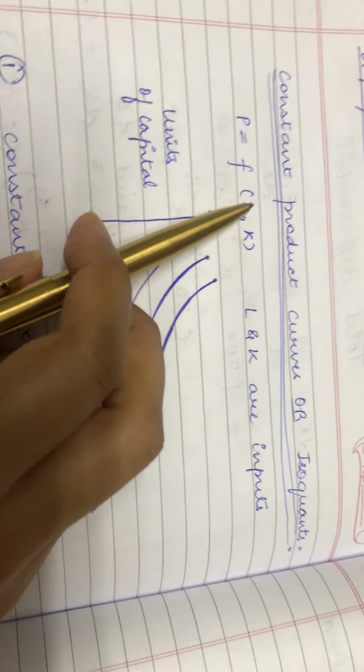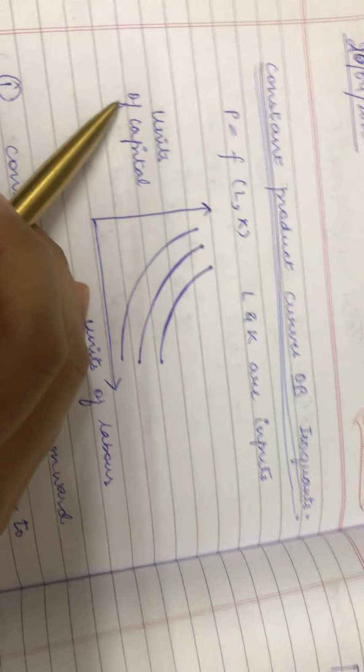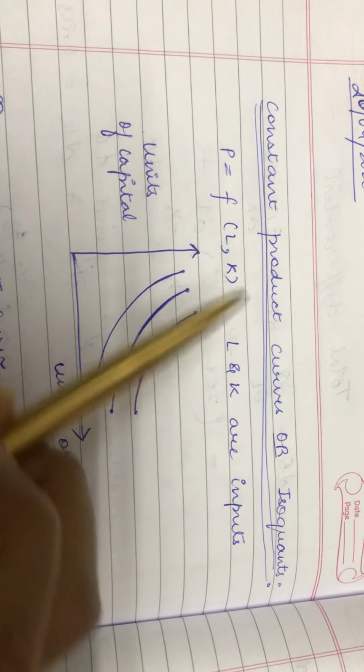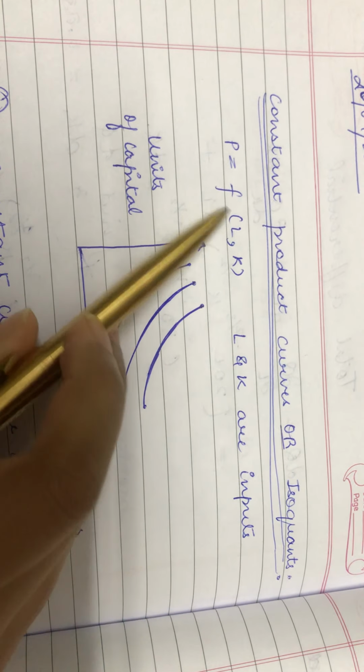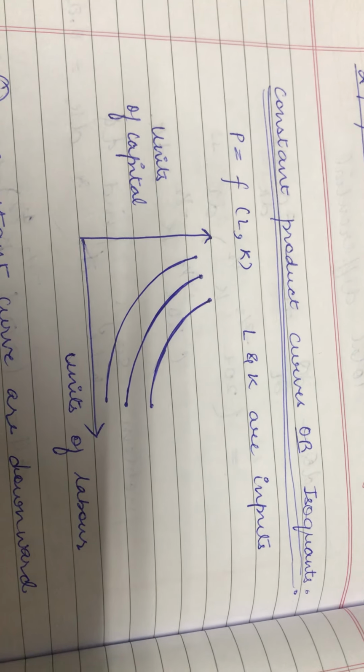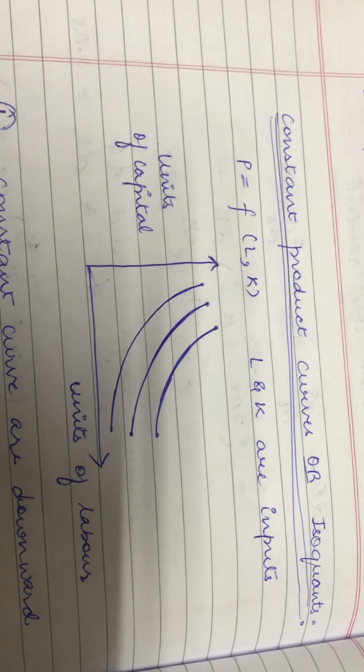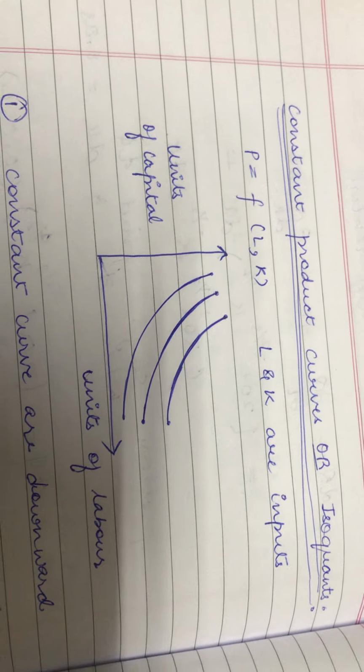Now we are starting with another concept. Of course, this also relates to your application of partial derivatives. The concept is of the isoquant, or constant product curve. I have already told you in the earlier video that please brush up your concept, so I'll just briefly explain what isoquants are.